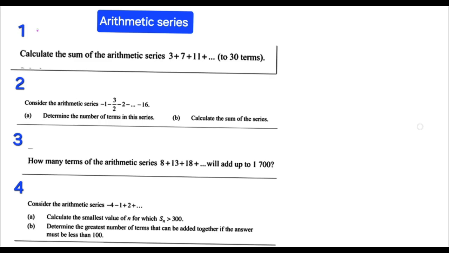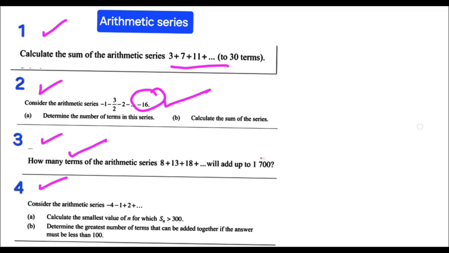Must remember these four questions is very important. They are essence of the chapter about arithmetic series. Now you see the first, this question they can ask, they will give you the number of terms, and here no number of term, only the last term they will give you. And this question he asks you how many terms, so he give you already Sn is equal to 1700.